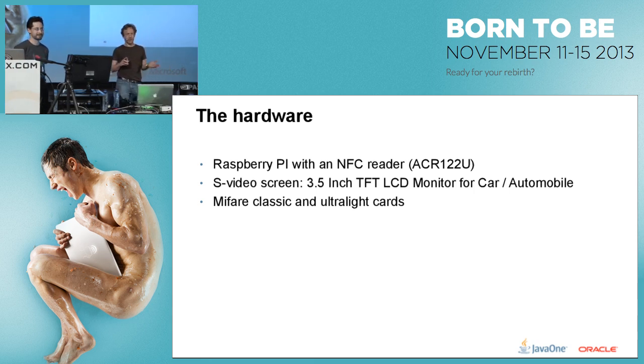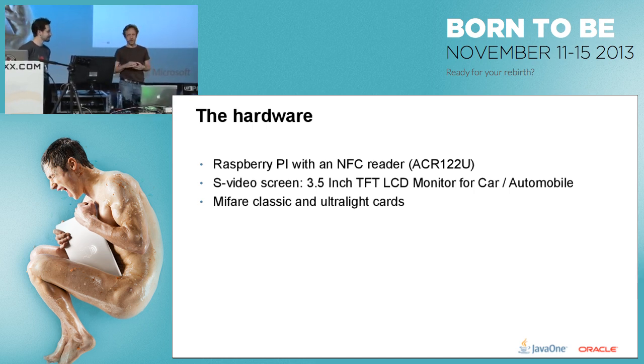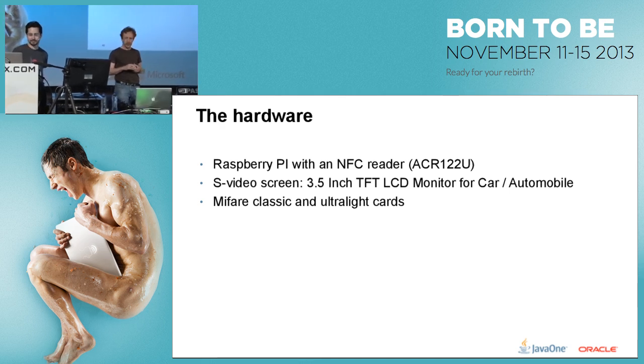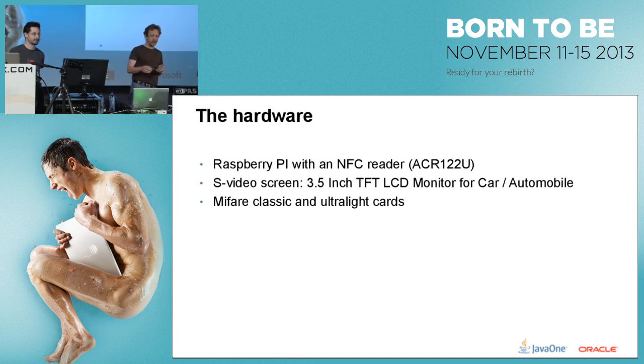So what do we have for our hardware? We have a Raspberry Pi, the same thing as Steve showed, with an NFC reader, which is the ACR122U. We have an S-Video screen. Actually, some guy at Cultuurnet assembled it together. So it's actually a monitor for in the car, but you can attach it to the Pi as well. And I can maybe show the back of this.